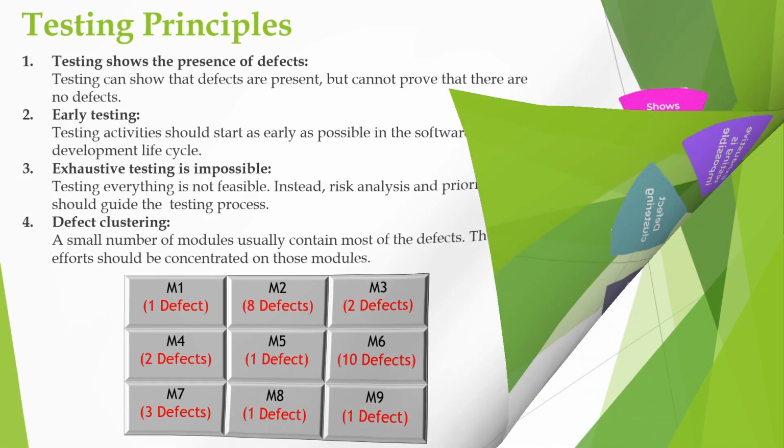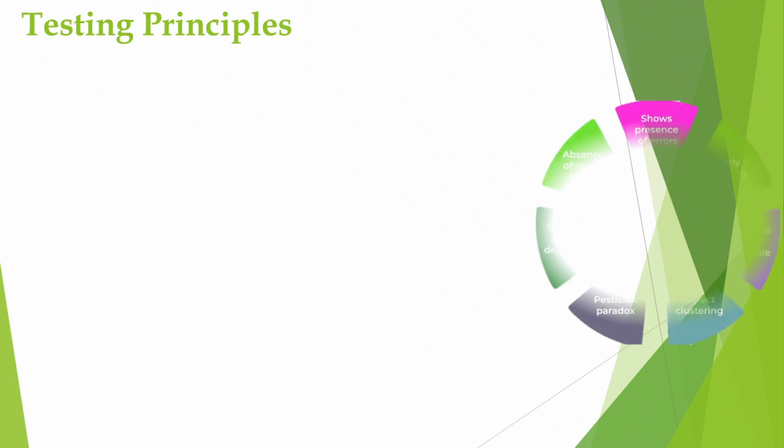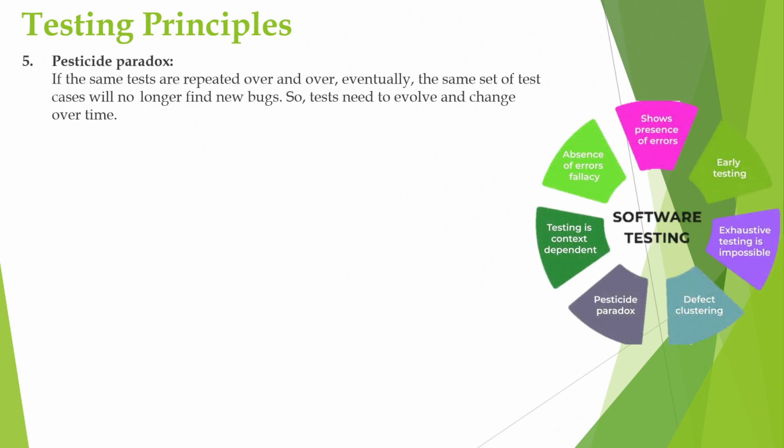Next principle which we have here is pesticide paradox. Whenever we are writing the test cases, we will write the test cases by following the test case design techniques. The pesticide paradox principle says that if the same set of test cases are executed again and again over a period of time, then this set of test cases will not be capable enough to identify the new defects in the software. In order to overcome this, the pesticide paradox says that the set of test cases we need to regularly review and revise. If required, we need to add a new set of test cases to the existing test cases.